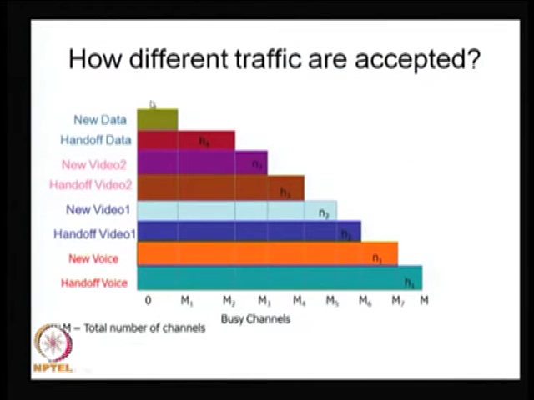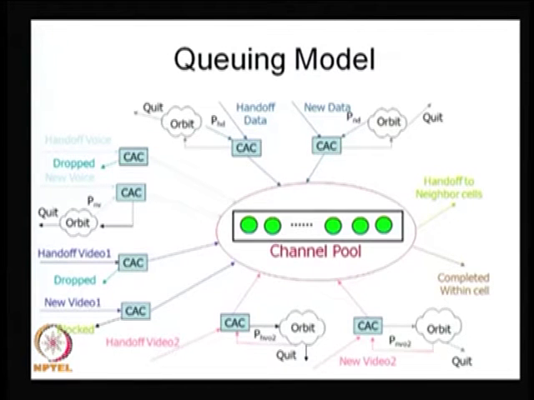And since we have made the reservation for the calls with the HIs and NIs, accordingly the total number of channels is divided into many parts, and the calls will be allotted according to this priority. That means the handoff voice will be allotted from 0 to M, whereas the new voice will be allotted while the number of busy channels goes from 0 to M minus H1, because H1 is a reservation for the handoff voice call. So like that this is the higher priority, then next priority and next priority and so on, and this is the new data call, and there is no priority for the new data. Therefore this is the lowest priority call traffic, and this is the corresponding queuing model.